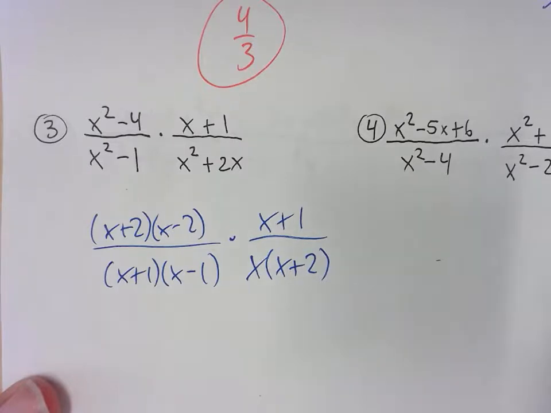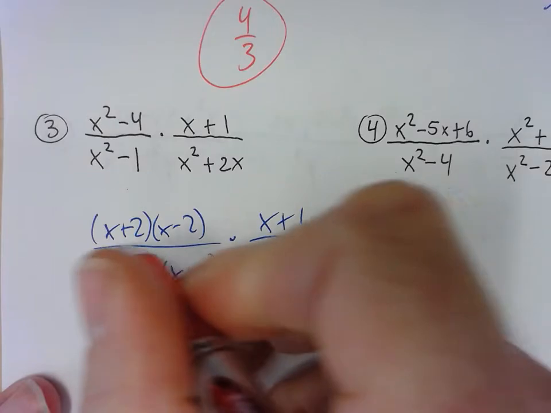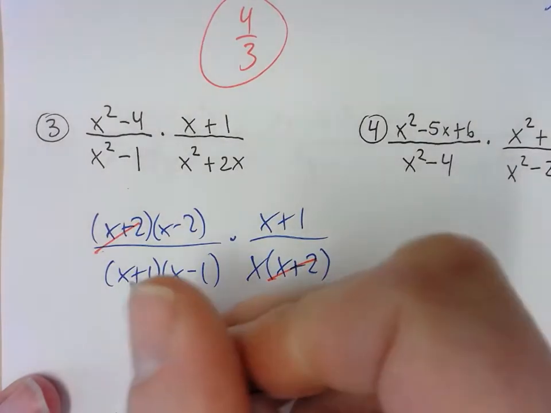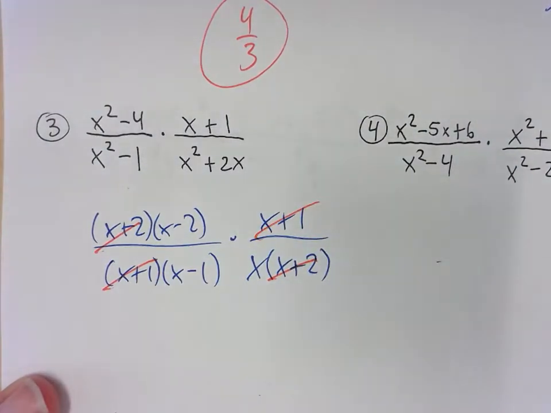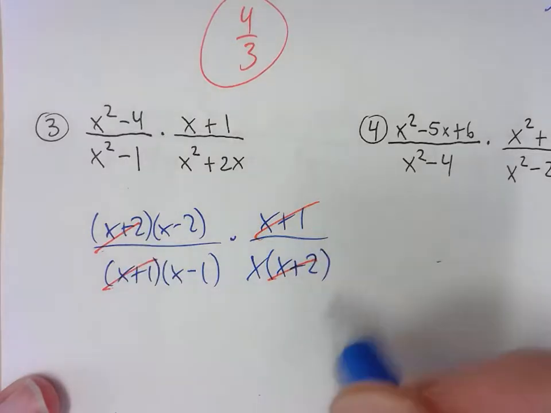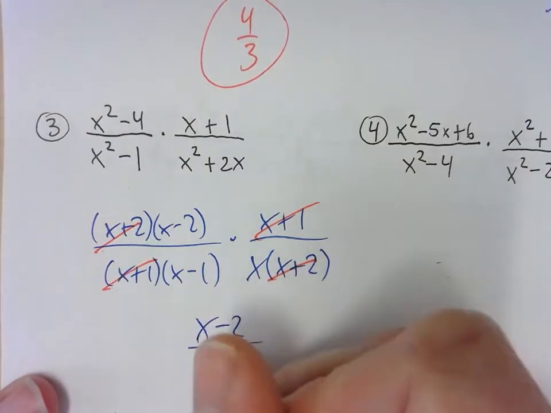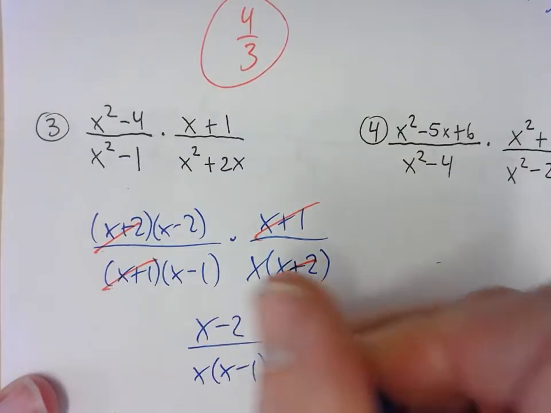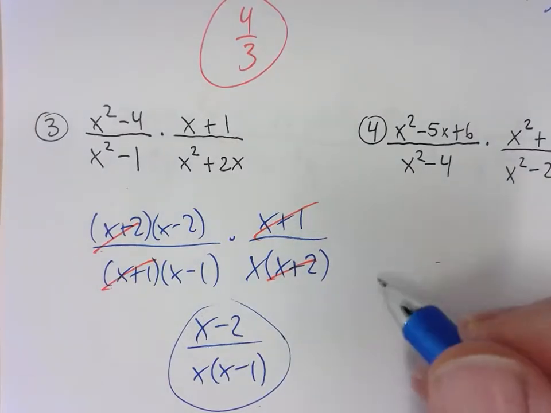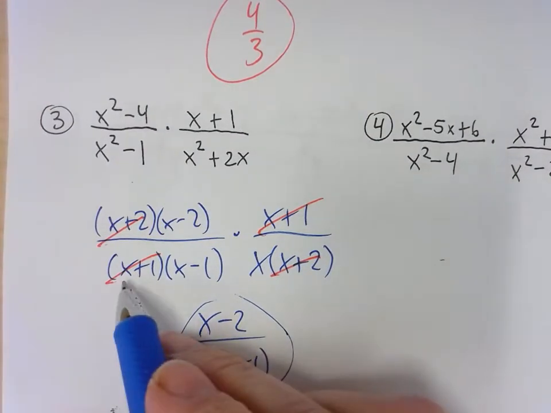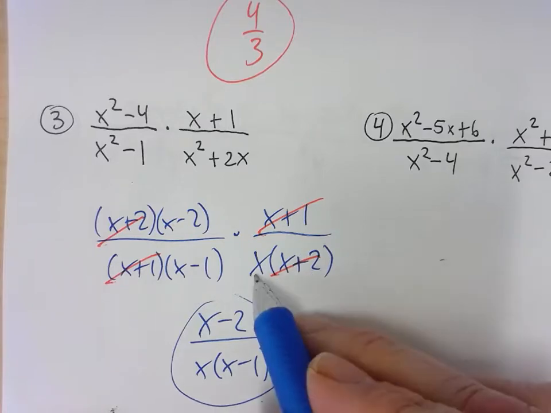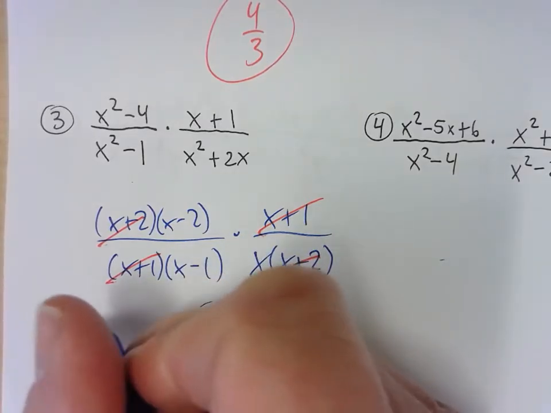Okay, now we look for things to cancel out. Gone, gone, and that's it. So on the top we have x minus 2 over x times x minus 1. I forgot to do the restrictions. So 1 and negative 1, 0 and negative 2. So there's lots of restrictions on this.